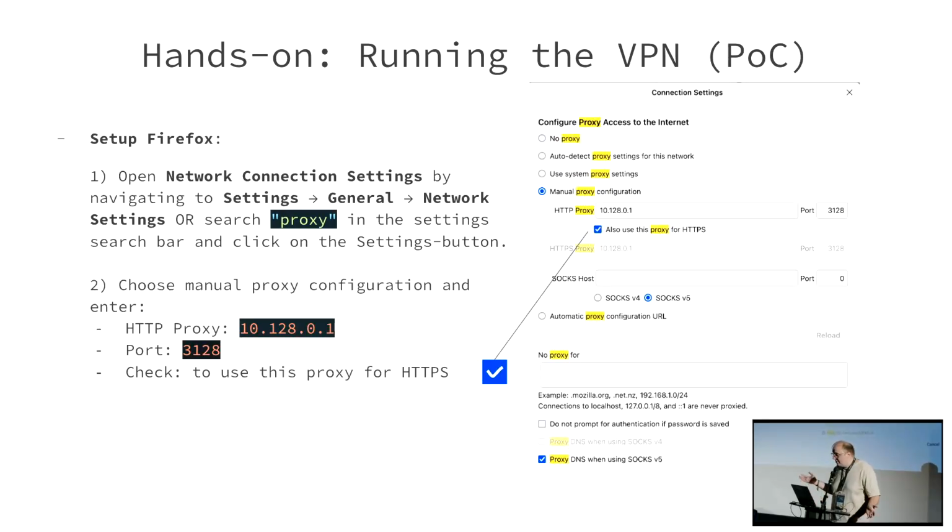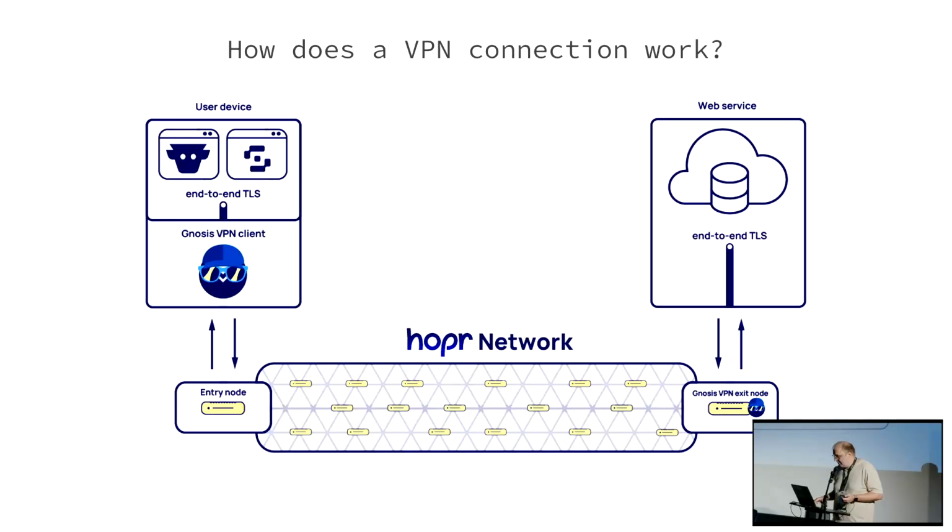All right, so what did we actually just do? Taking a step back and looking again on how the VPN connection works. What we did is we configured our entry node locally. We configured our GnosisVPN client on our laptops, and we were able to get a VPN connection going from the user device all the way to an exit node and access through the web browser the internet through that exit node.